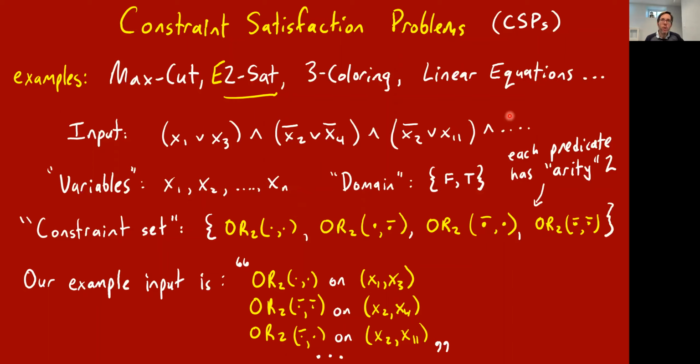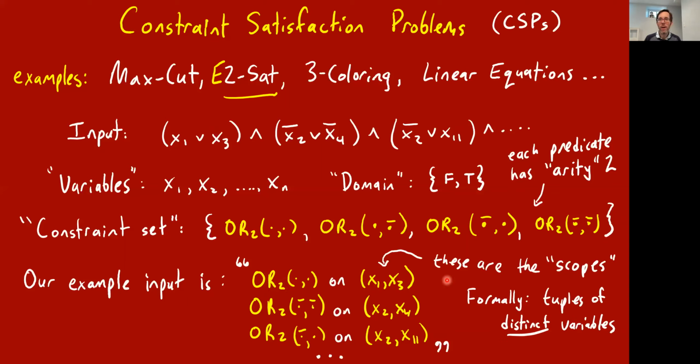So instead of writing the input like this, first of all, I'm not going to write it as a conjunction. I'm just going to write it as a list of constraints that I want to be true. And each of these constraints is one of the predicates or constraint types from my set applied to, in this case, 2 of the variables. These pairs of variables are called the scopes. Like in this first constraint, the OR with no negations is the predicate, and the pair x1, x3 is the scope of this predicate.